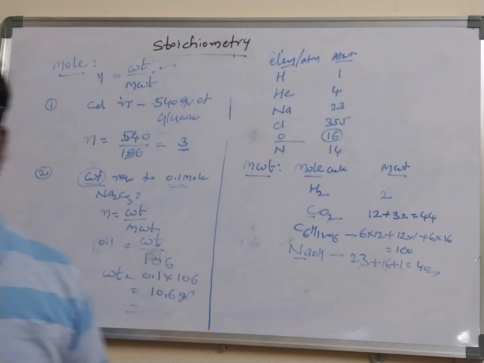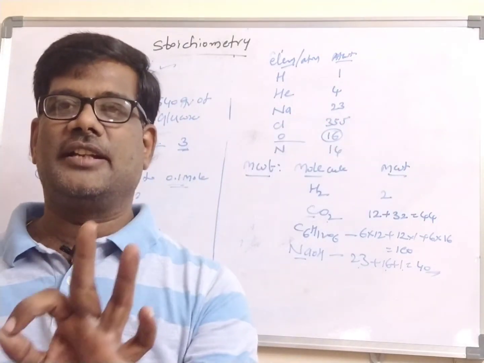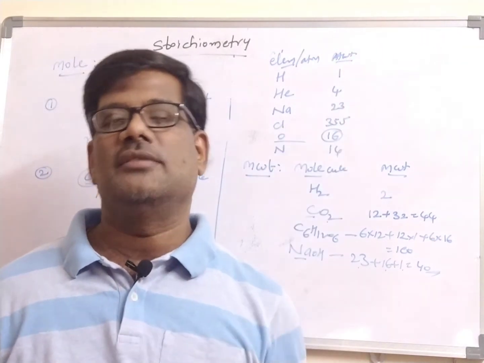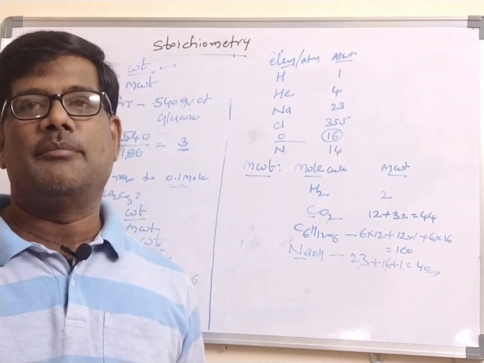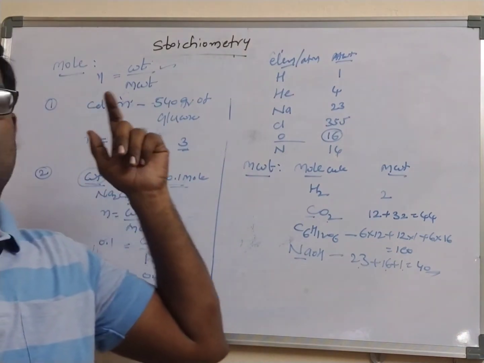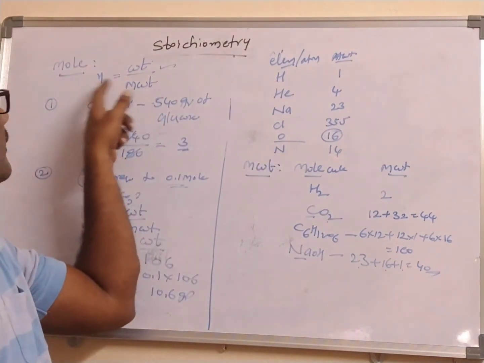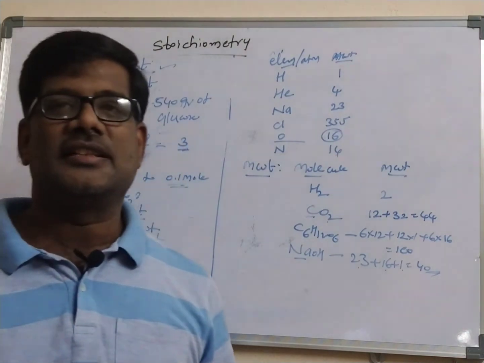So like this, based on the mole, you will get only two problems. Weight is given and you are asked to calculate the number of moles, or the number of moles is given and you are asked to calculate the weight of the substance. The principle is that the number of moles is equal to the ratio between the weight and the molecular weight. Whenever you know the weight, n can be calculated. Whenever you know the n value, weight can be calculated. Ultimately, you will get two problems based on this.